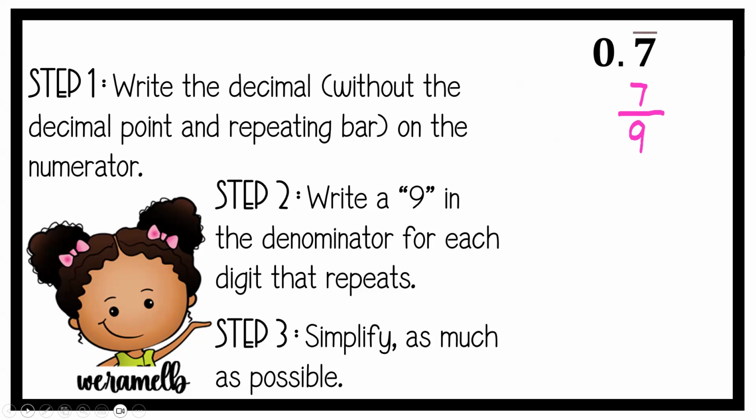Now, is this my final answer? Can I simplify this fraction? What goes into 7 that can go into 9? Nothing. So this is the equivalent of 0.7 repeating as a fraction, 7/9. Okay, we're good. Now let us try another example.